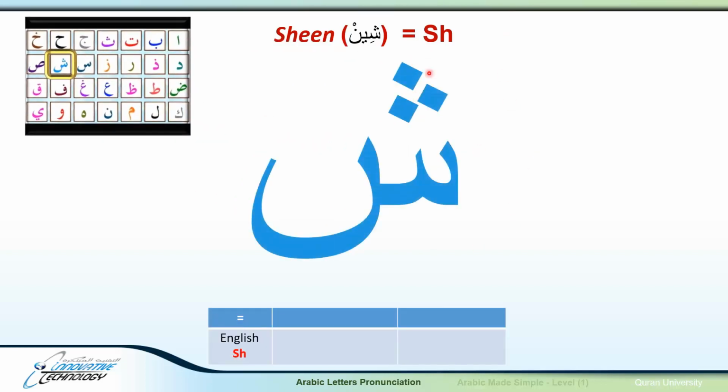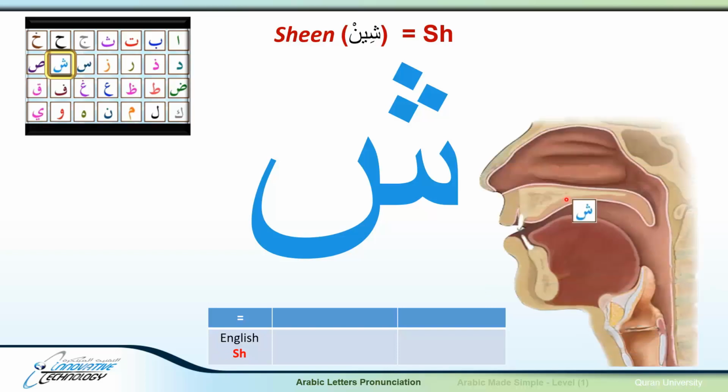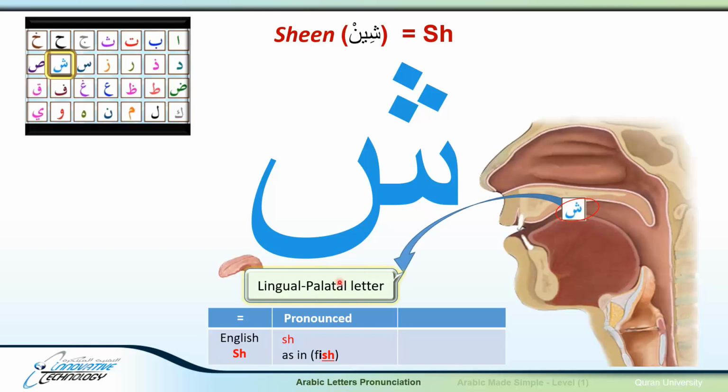The next letter is the shin, and it looks like this. It's like a sin, but with 3 dots on top of it. And it is equivalent to the combination of the S and H in English. It's pronounced as sh, as in fish. It articulates at the wide area at the middle of the mouth, between the tongue and the hard palate, producing the sh sound. And that's why we classify it as a lingual palatal letter, between the tongue and the hard palate.